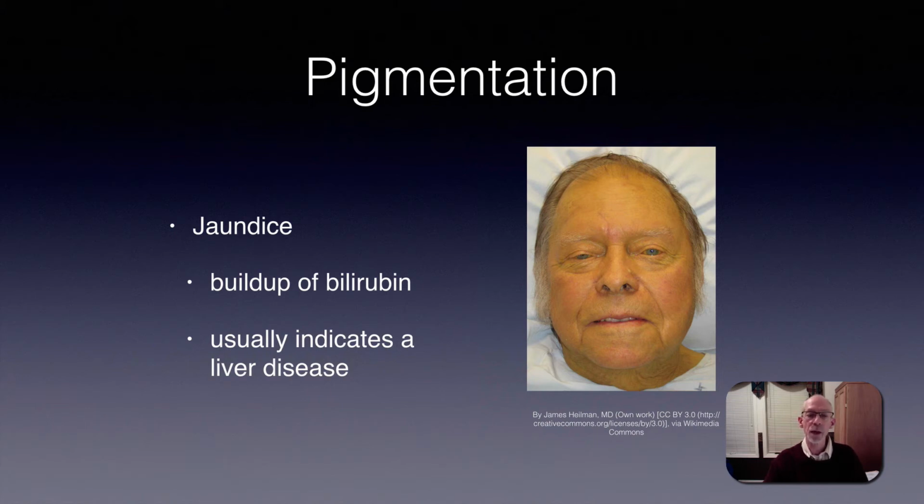This is due to a buildup of a chemical called bilirubin. Bilirubin is a product of the breakdown of heme in red blood cells. It usually indicates that there's a liver disease, but there are other causes of jaundice.